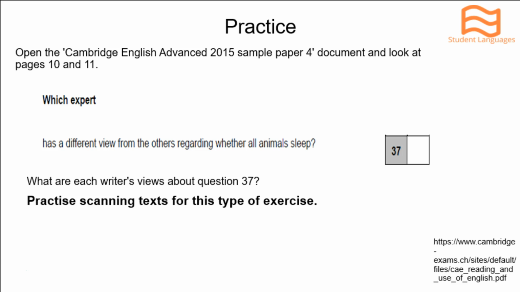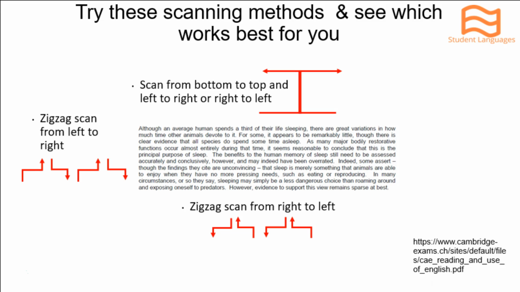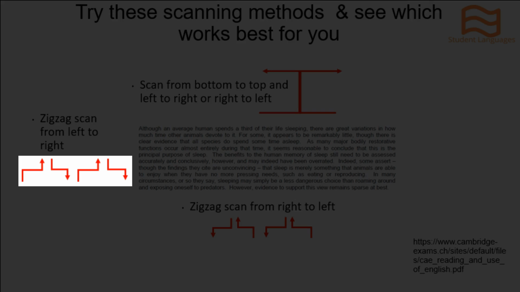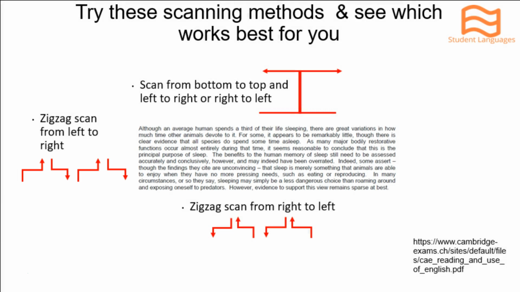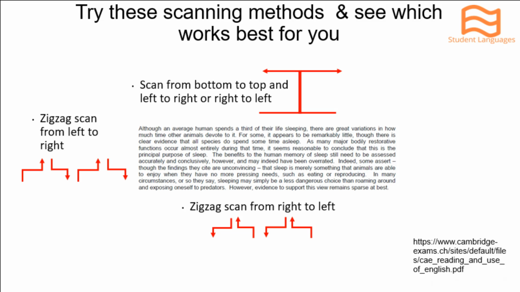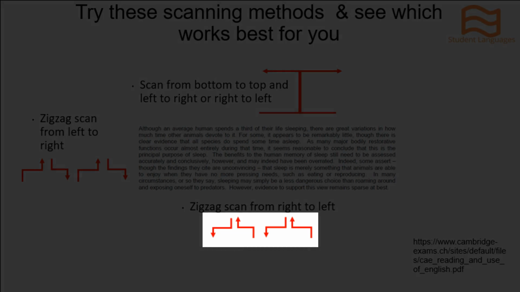So I've also got some tips for you for how you can scan, and you should have a look at these and try to find which method works best for you. There are 3 different methods here. There's one on the left, where you scan from left to right in this motion, looking for specific information. Or you can scan from bottom to top and from left to right at the same time, or from bottom to top and from right to left at the same time, trying to find this specific information. Or you can do a zigzag scan, as we see under the text here, from right to left.